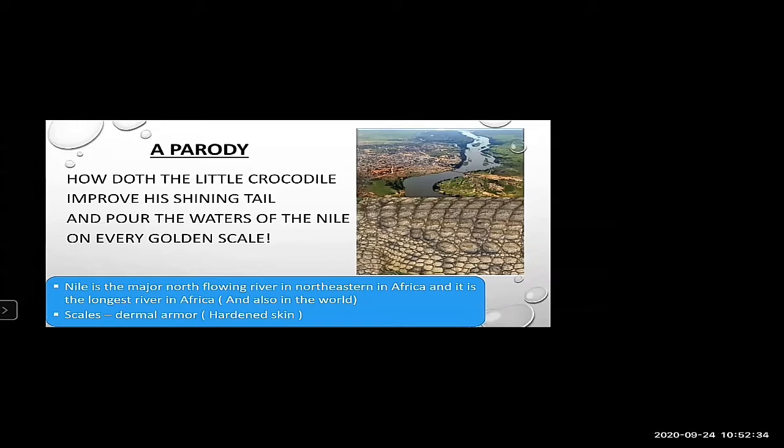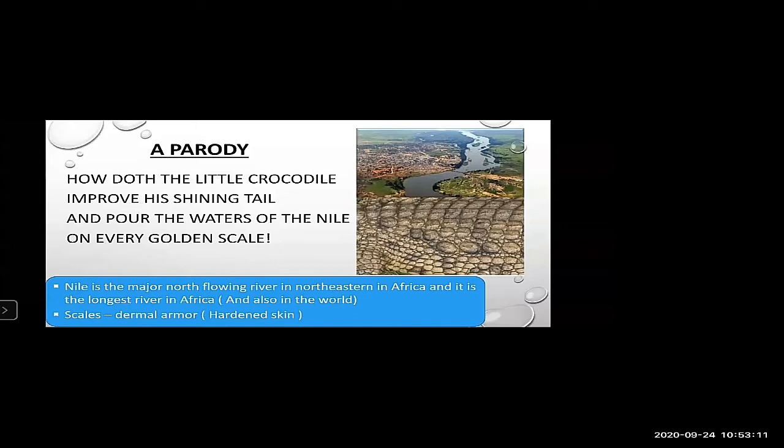The Nile is a major north-flowing river in northeast Africa. It is the longest river in Africa and also in the world. So it is one of the longest rivers in the world, and many crocodiles are found in this Nile river. They are called Nile crocodiles. So here in this poem, the poet is saying that the crocodile is pouring the waters of the Nile with the help of his tail on his golden scales.